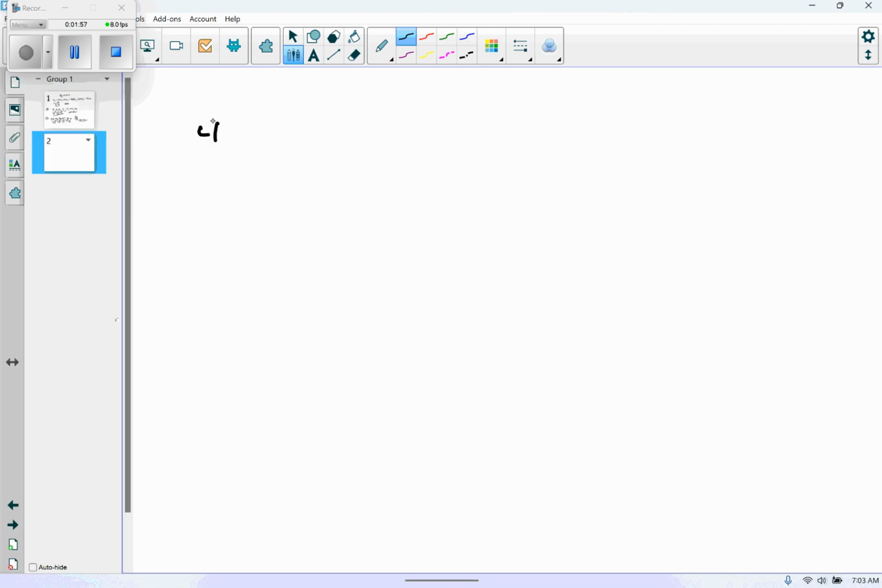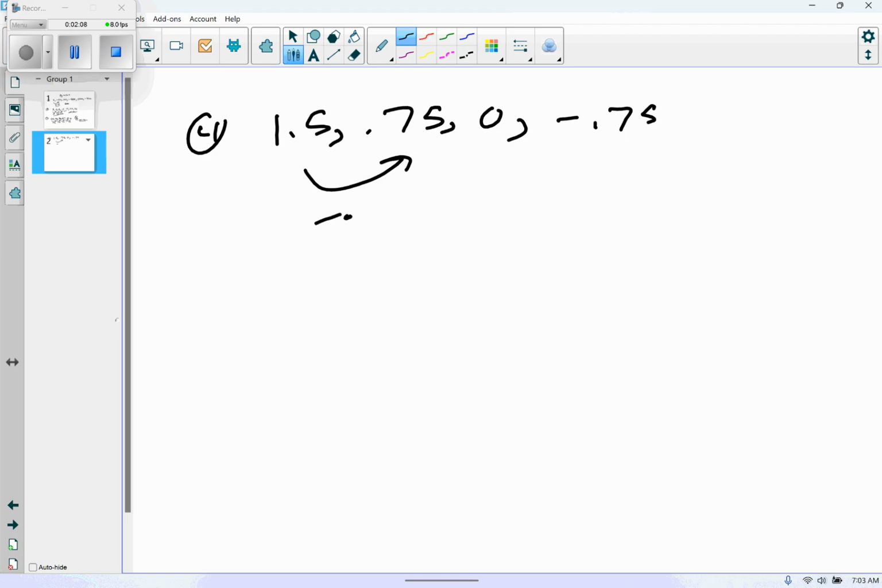Number 4, I got 1.5, 0.75, 0, -0.75. Looks like each one of these I'm subtracting by 0.75 each time. So we keep going with that. So that's going to be -1.50, -2.25. So I'm subtracting 0.75 each time. So this is arithmetic because I'm subtracting.